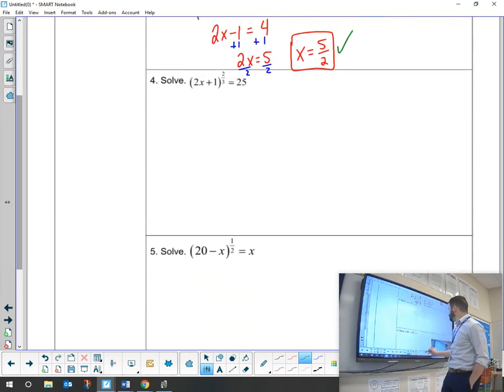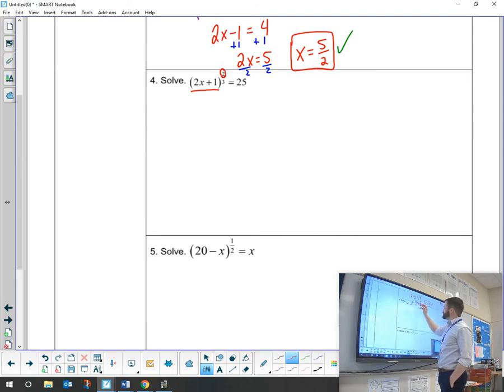Number 4, my parentheses is already isolated. It's already all by itself. So all I need to do here is get rid of this 2/3. But notice that is an even number. So if that's even, we're going to have to remember to use a plus or minus on this problem. Okay, to get rid of this power of 2/3, we're going to raise this side to the power of 3/2 and raise this side to the power of 3/2, right?